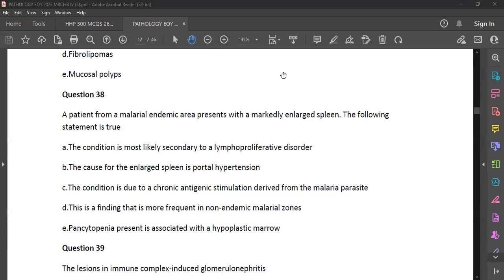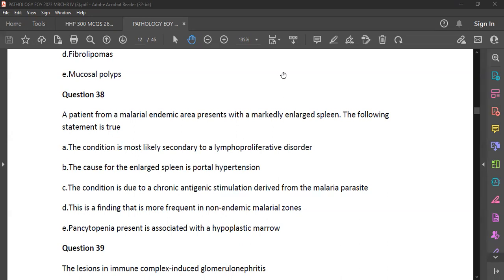Pancytopenia present is associated with a hypoplastic marrow. So you know that in case of chronic malaria, what happens is a condition known as hyperreactive malaria splenomegaly, or sometimes referred to as tropical splenomegaly syndrome, due to the continuous malarial infection.